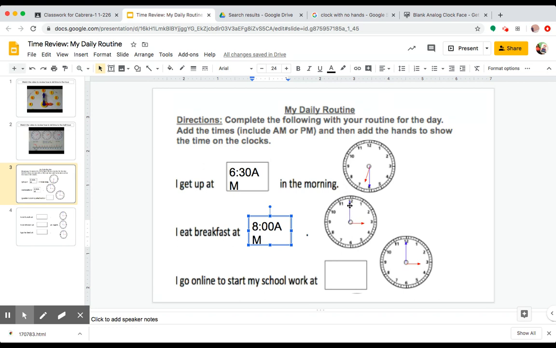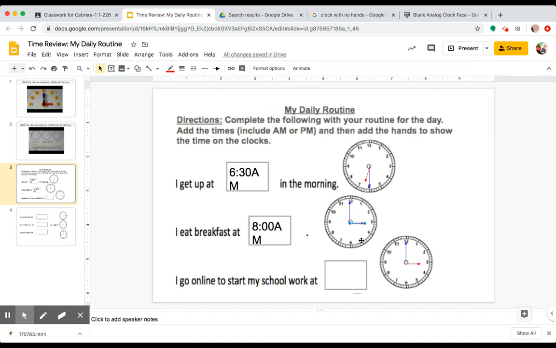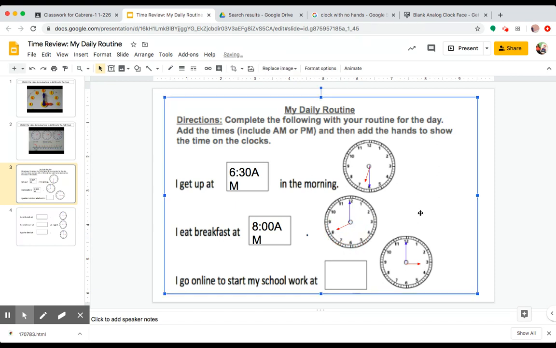And well, I know when I tell the time to the hour, the minute hand is already going to be pointing to the 12. So I don't need to change that. But right now it's pointing to the 3. So I'm going to click on the red hour hand, and I'm going to take the hand and move it to 8. So 8 o'clock a.m. Okay, so make sure you fill in the time showing a.m. or p.m., and then you need to make sure that you update and change the clocks.